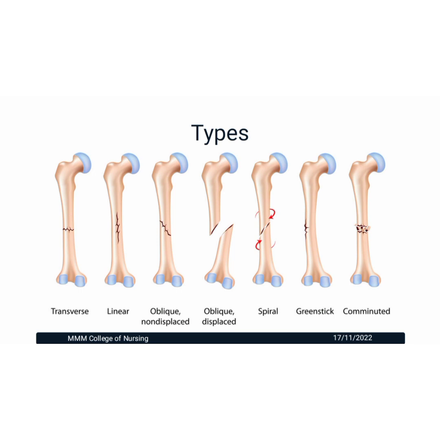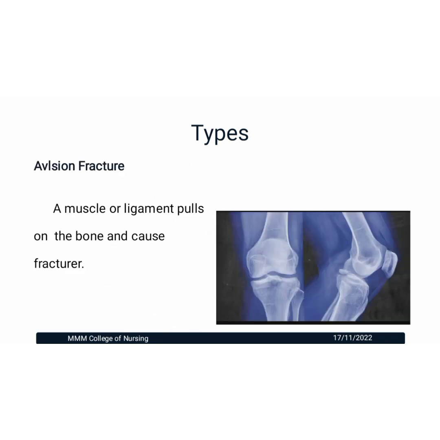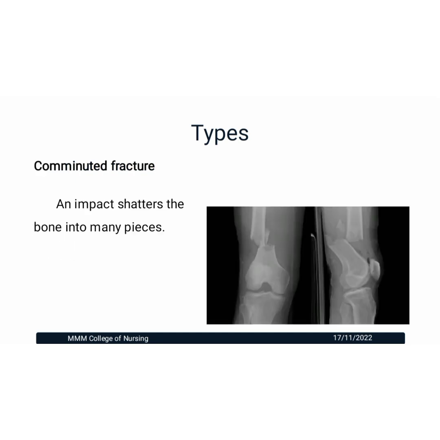According to the pattern of how the fracture has happened on the bone, it is again classified into different types like transverse fracture, linear fracture, oblique fracture, spiral, greenstick, comminuted, and a few other types of fracture. Avulsion fracture: a muscle or ligament pulls on the bone and causes a fracture. Comminuted fracture: an impact shatters the bone into many pieces.